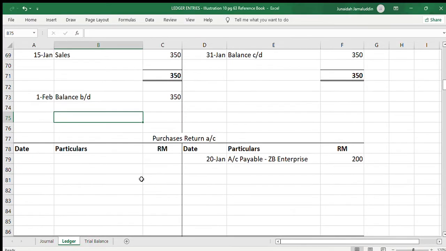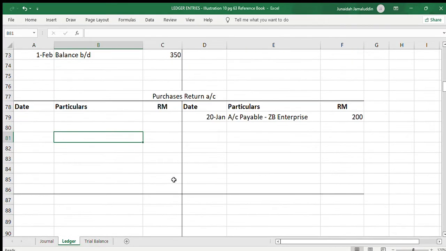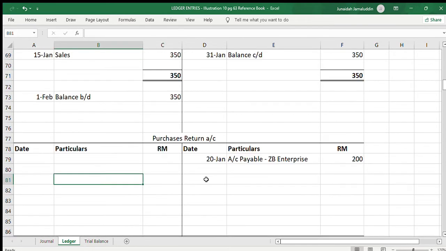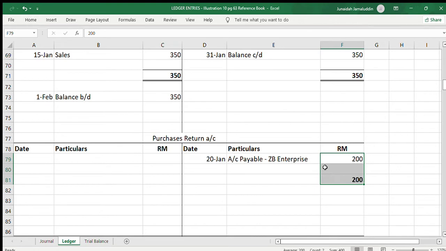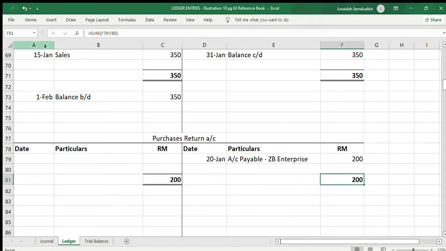Okay, kita pergi pada purchases return account. So this is our last account actually. So purchases return pun sama juga. Kita tengok amount mana yang lebih banyak. Of course, belah kredit lah lebih banyak kan. Total yang lebih banyak adalah di sebelah kredit. So kita akan cari dia punya total di sebelah kredit, 200 kan. So 200 ni kita kena letak di sebelah debit juga. Alright. Oops. Kita kena paste value. Alright. So kita buat dia punya balancing box for both sides.